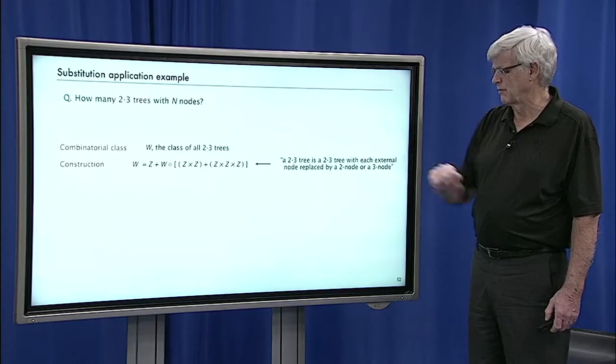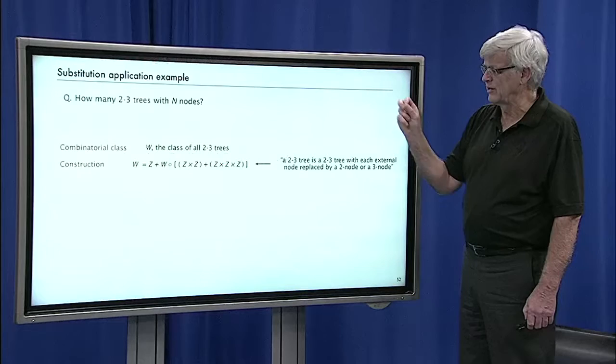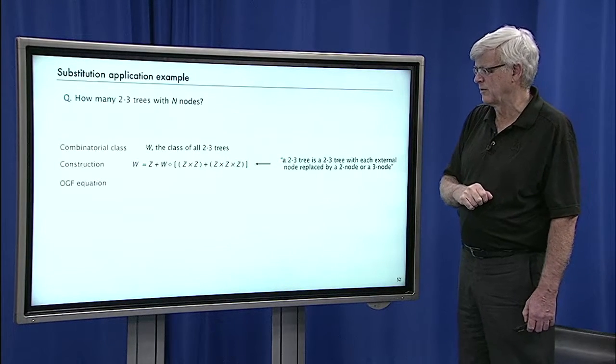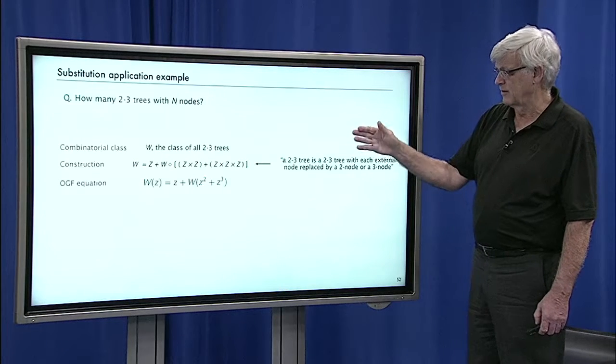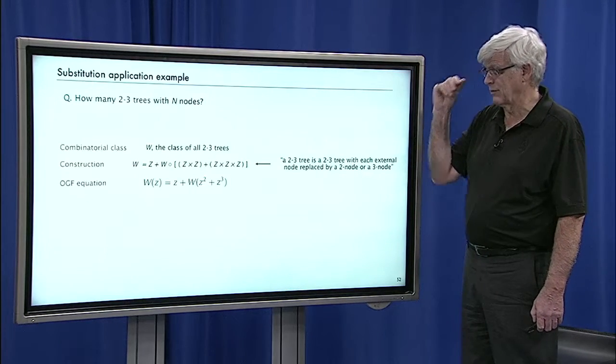So that's the generating function equation using substitution. To get a 2-3 tree, what you do is you take each external node and replace it either with a 2 node or a 3 node. Then the distance from the root to the bottom is always the same. So that construction is a way to construct all 2-3 trees. And you want to pick out the coefficient of z to the n in that to find out the number of 2-3 trees with n nodes. But the combinatorial construction immediately gives that OGF equation.